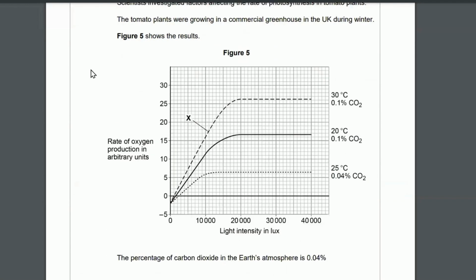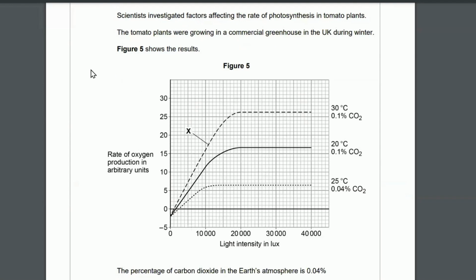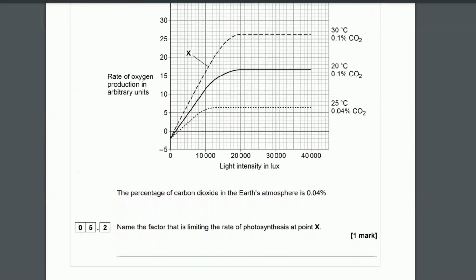Right, we're looking at this graph. Scientists investigated factors affecting the rate of photosynthesis in tomato plants. The tomato plants were growing in a commercial greenhouse in the UK during winter. Figure 5 shows the results. So let's zing down.